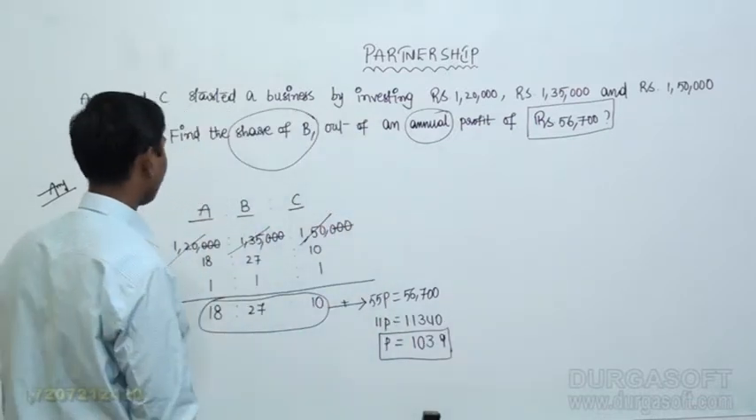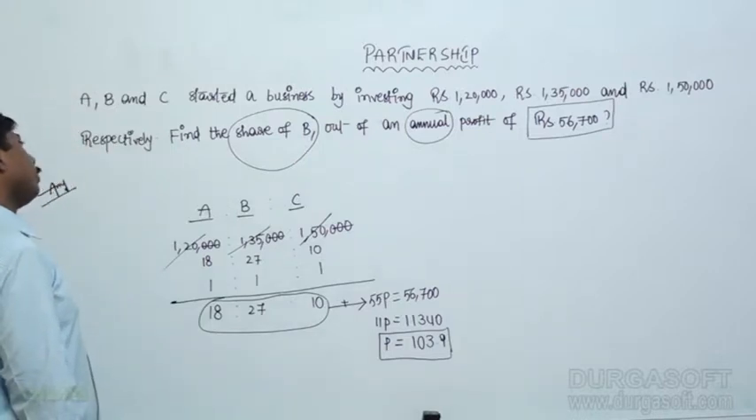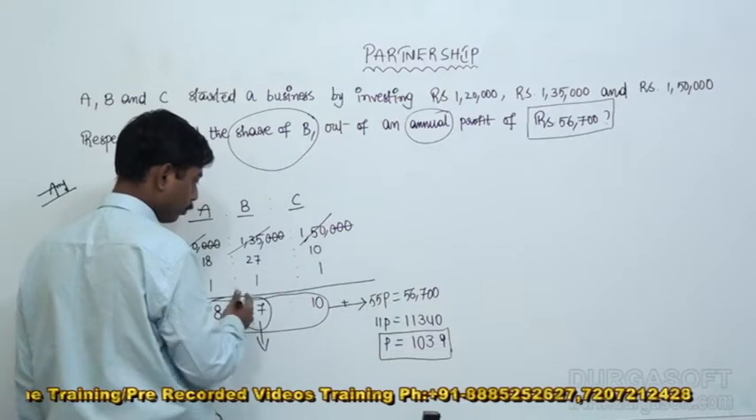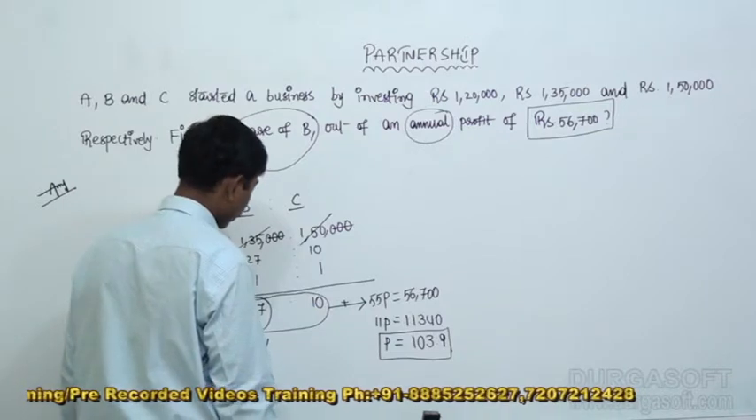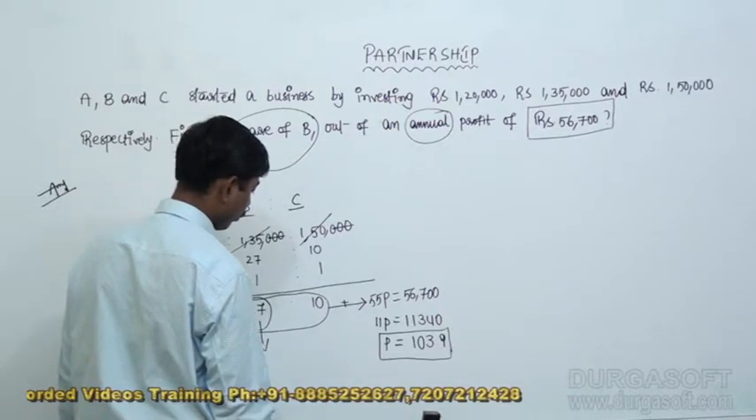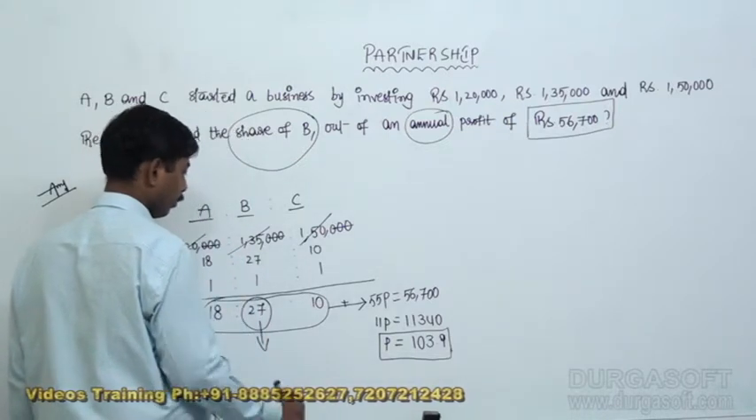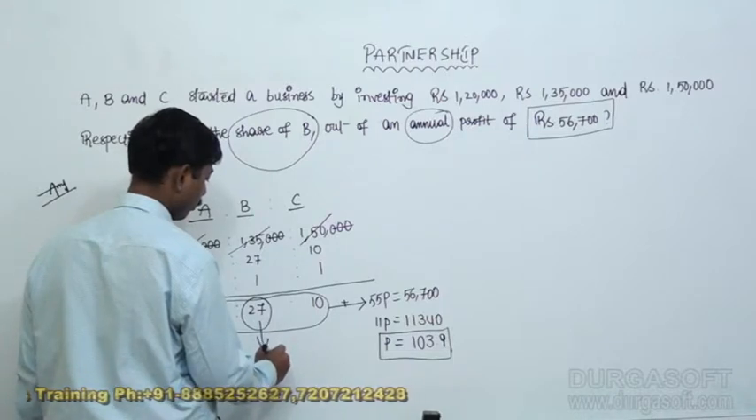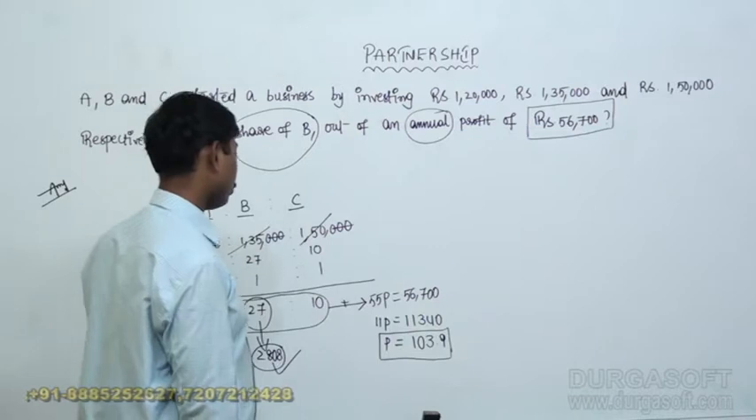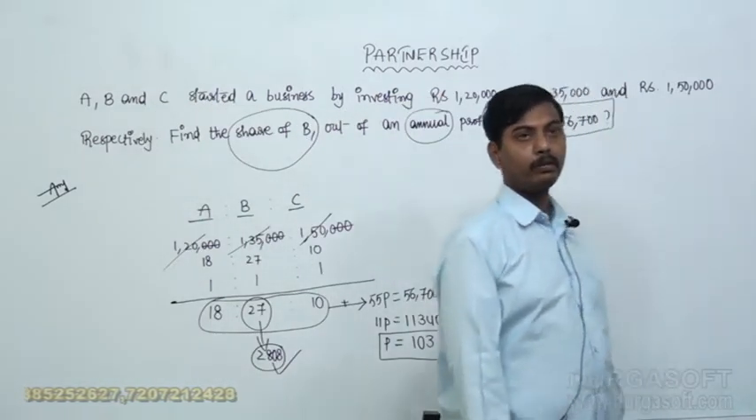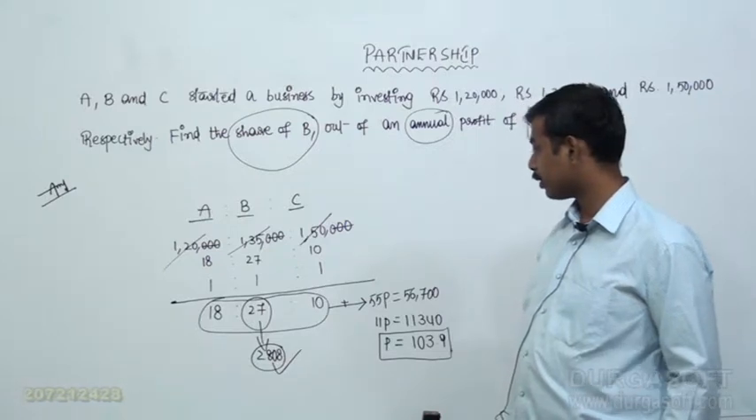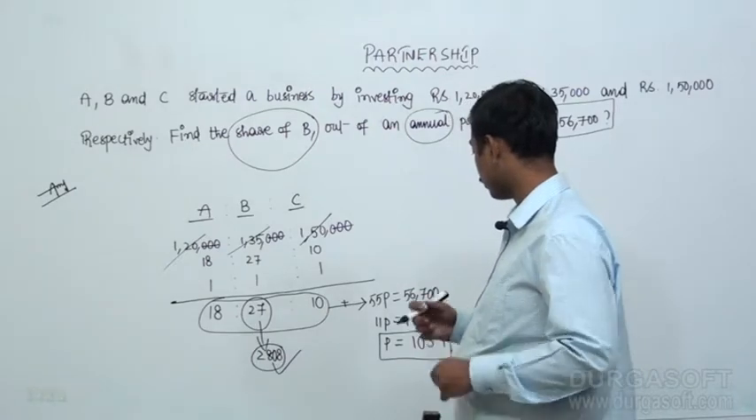If you take approximately 104 rupees, B has a total of 27 pots of profit here. 1 pot is approximately 104 rupees, so 27 pots is approximately how much? 27 times 104: 27 double is 54, double is 108. 2700 plus 108, that should be 2808. Approximately B's profit should be 2808 rupees only, my dear guys. That's how we have to do questions of this kind.